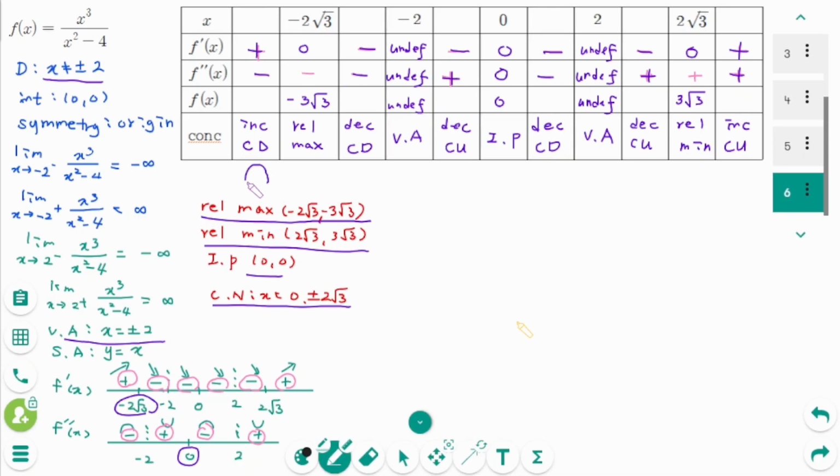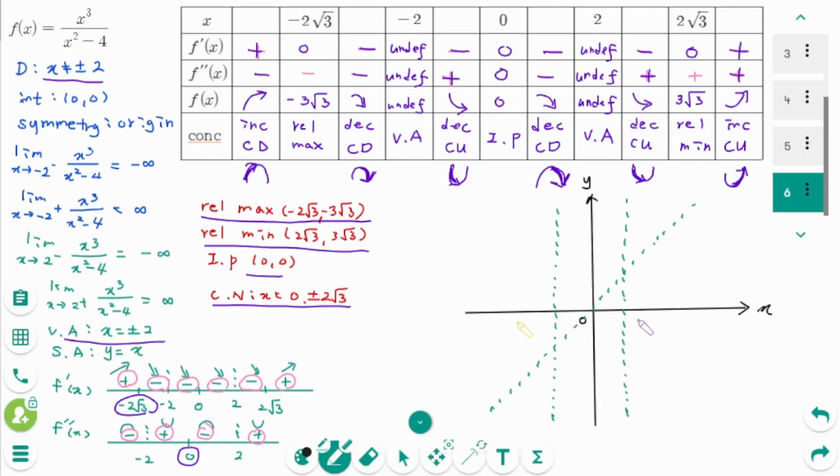Then concave down, increasing only at this part, like this. Concave down, and only at this part is decreasing. Concave up, decreasing only at this part. Concave down, decreasing only at this part. Concave up, decreasing only at this part. Concave up, increasing only at this part.